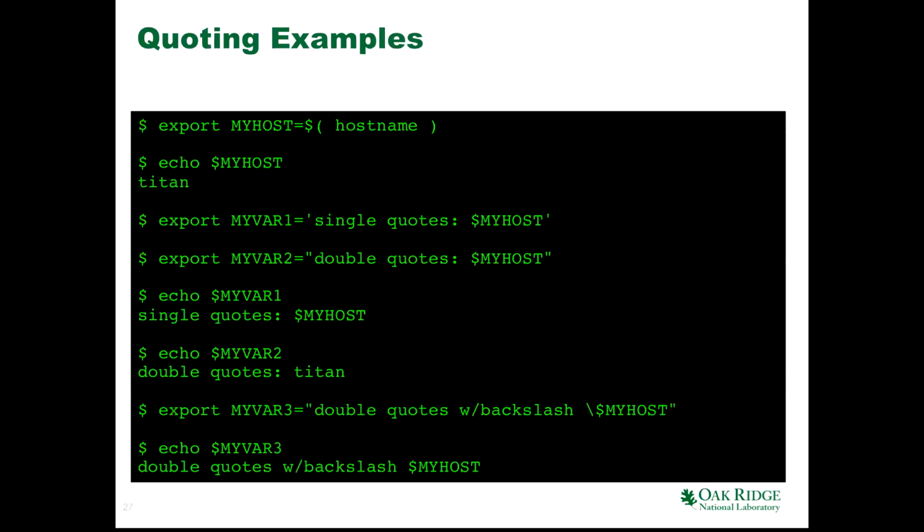So here are some examples combining some of those basic commands and some of the quoting. In the first example, I set the environment variable myhost to the hostname. Then I echo it. I've told it to just print $myhost to the screen, and that setting was set in this example to Titan. In the next two examples, I essentially set the same string, but once with single quotes and once with double quotes. So when I echo those two variables, you can see the difference there. The myvar3 is an example of double quotes with a backslash. So you see the example of the effect that that has on something.